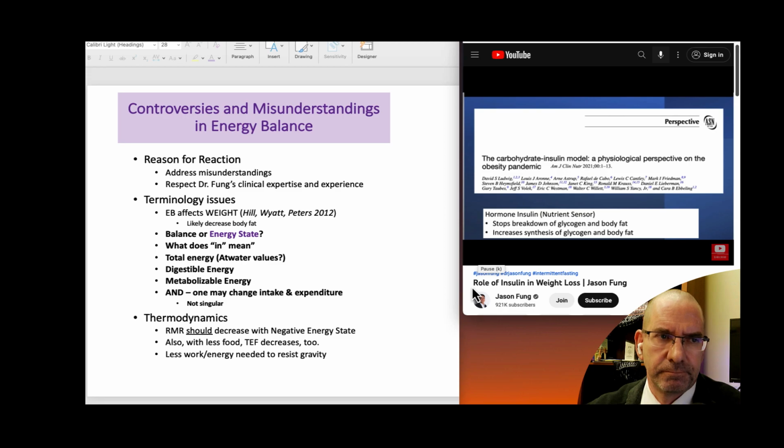When it does, it's going to stop the breakdown of glycogen, which is a form of stored calories, and body fat, which is also a form of stored calories. And it's going to increase the synthesis. In essence, insulin is telling the body to store those calories, either as sugar, glycogen, or body fat. And it stops the breakdown.